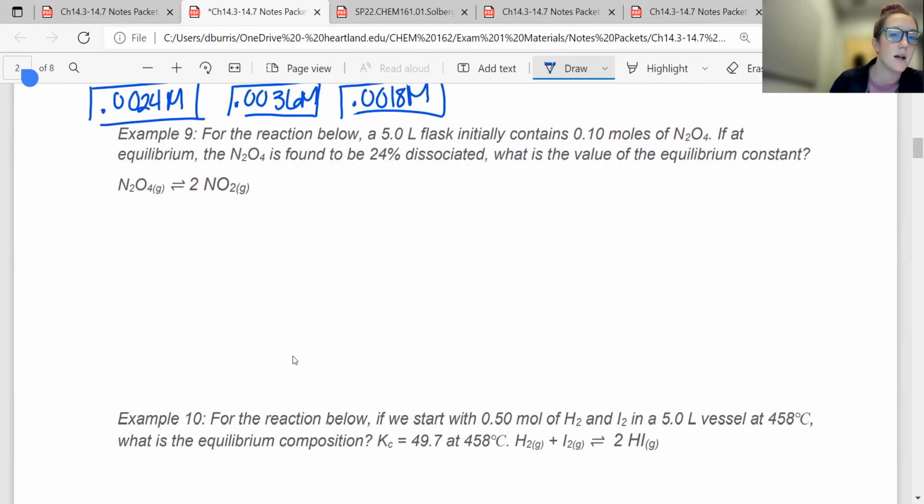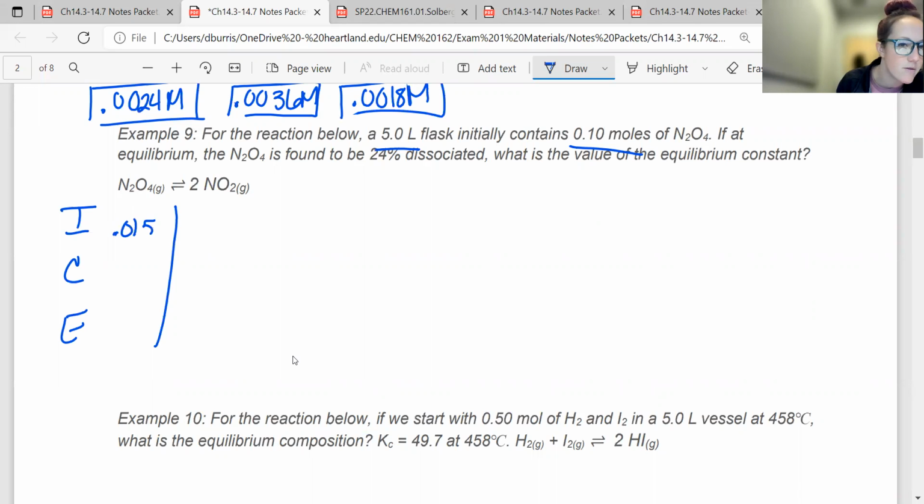So number 9, I'm going to set up this way. I got my ICE, C, E. Let's see, I got a 5-liter flask and 0.10 moles of N2O4. So that's 0.1, right? Nope, sorry, that's not 0.1. I was looking at the wrong problem again. That is 0.1 over 5, right? Yes, so that's 0.02 molar.